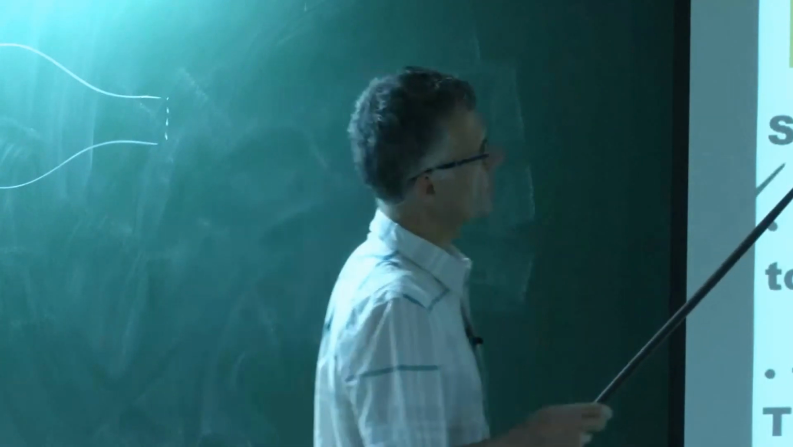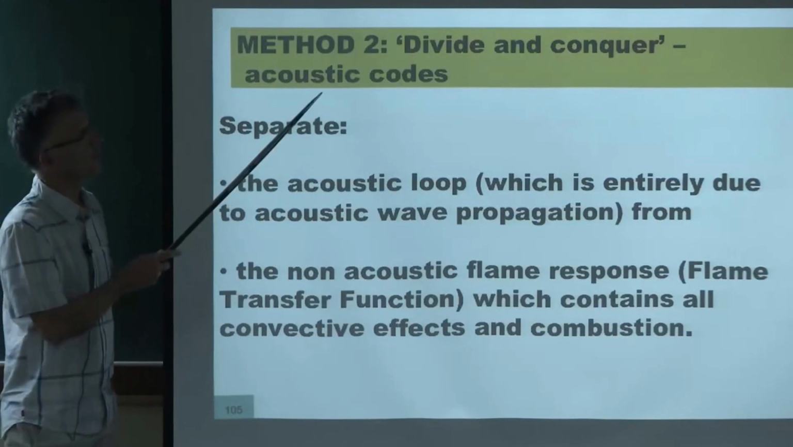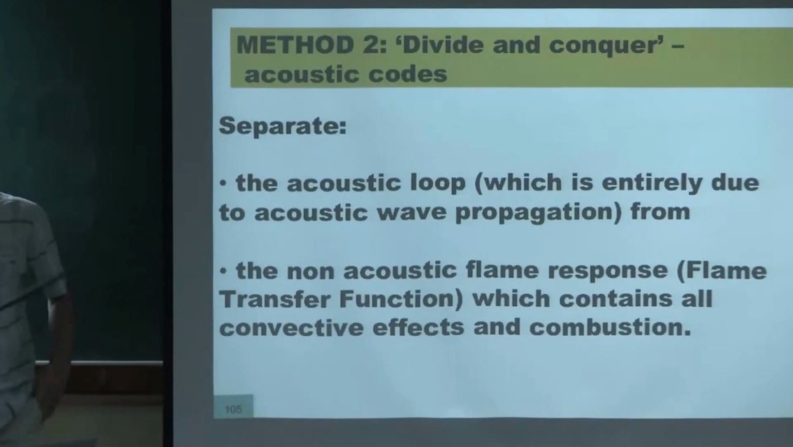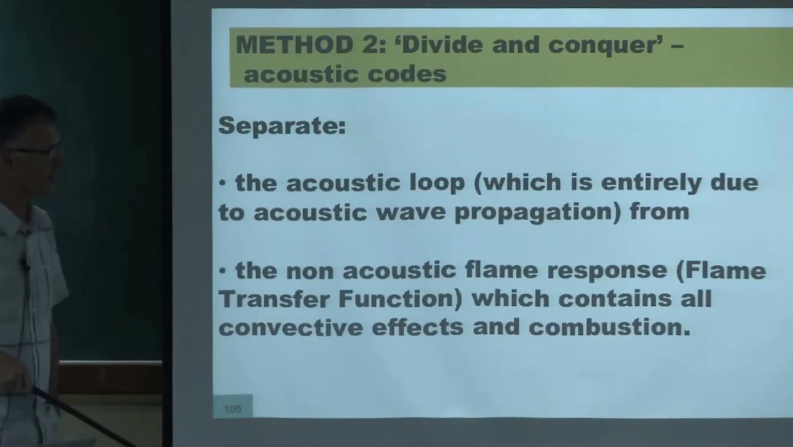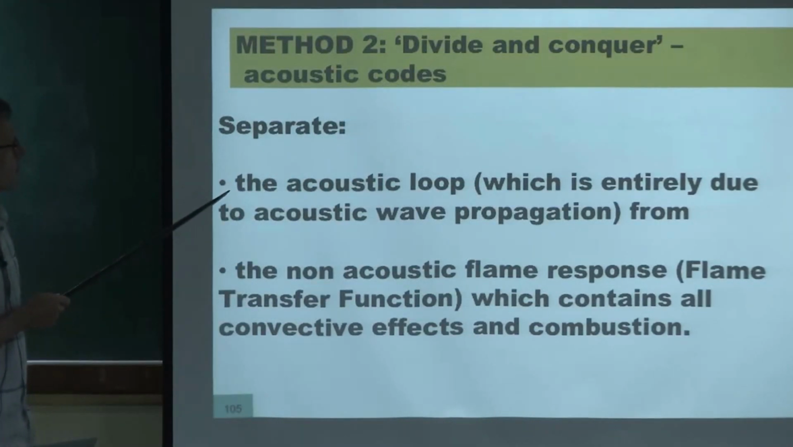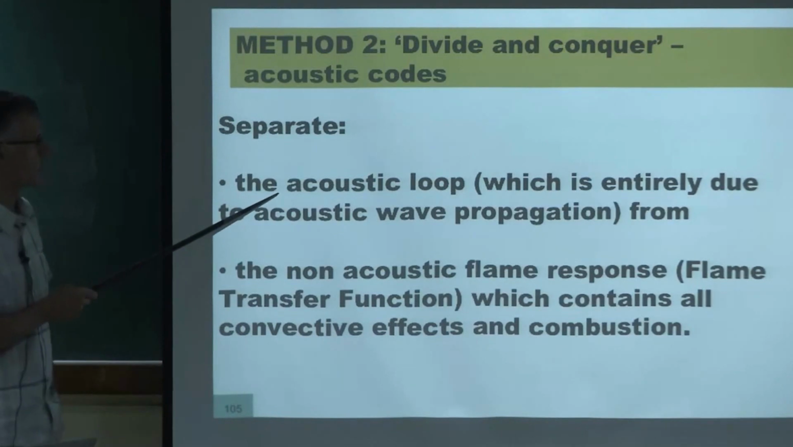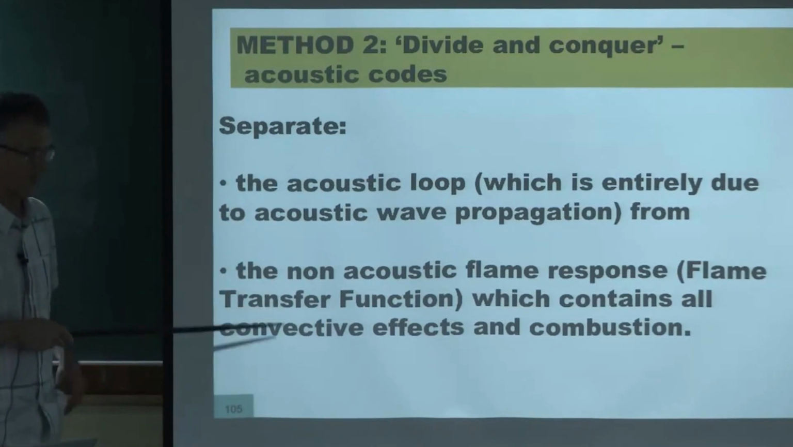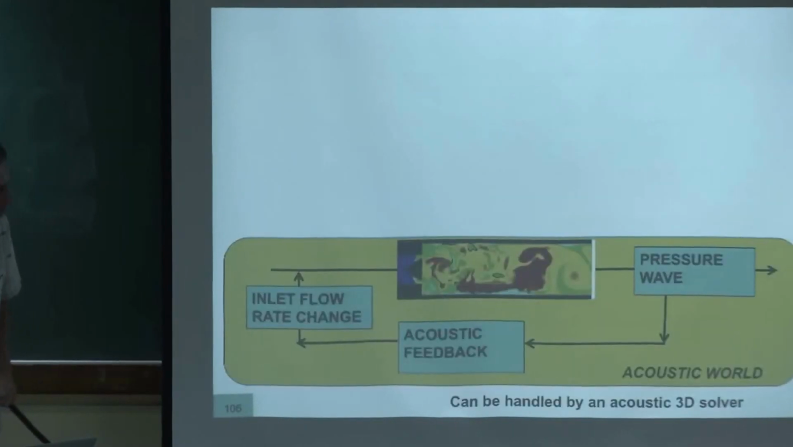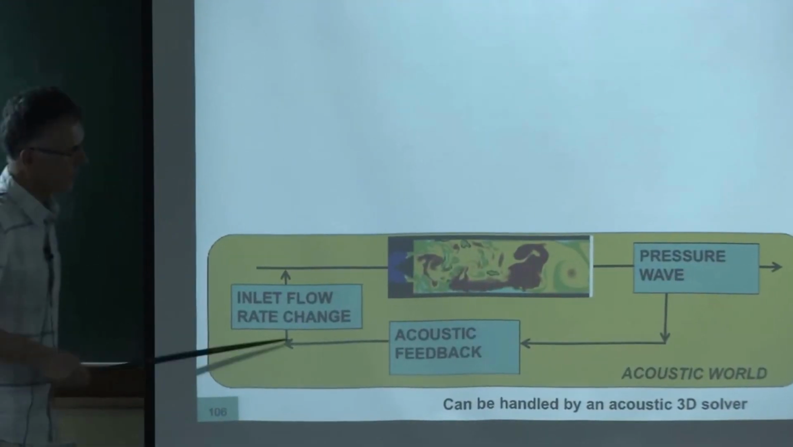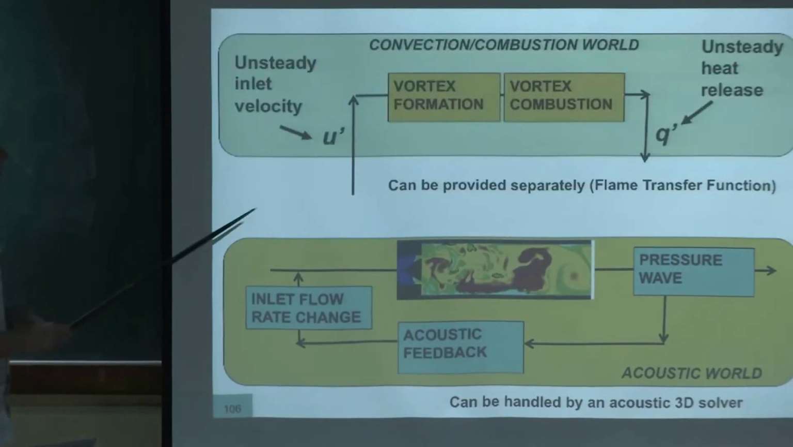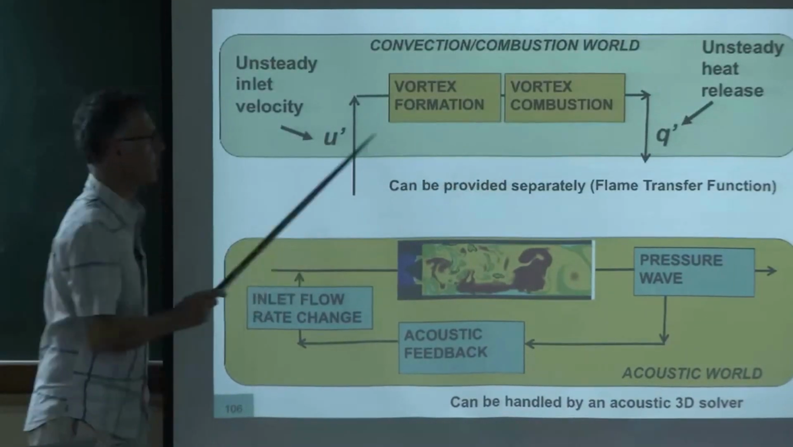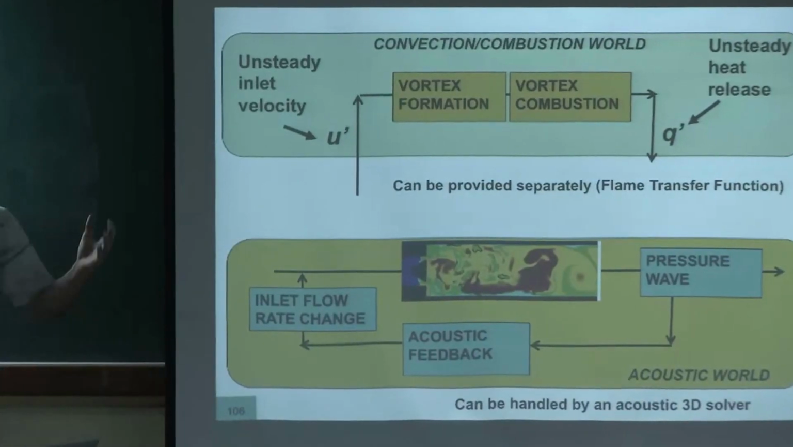So the other method is based on acoustic codes, and you know, this famous idea of cutting the problem into smaller problems. That's what Wolfgang Polifke is always saying, divide and conquer. So what we're going to do is study the acoustic loop, and the non-acoustic part we'll do separately. So this is the idea of the flame transfer function. This part we'll solve in an acoustic code, and the other part here, which is providing Q prime as a function of U prime, will be given separately.